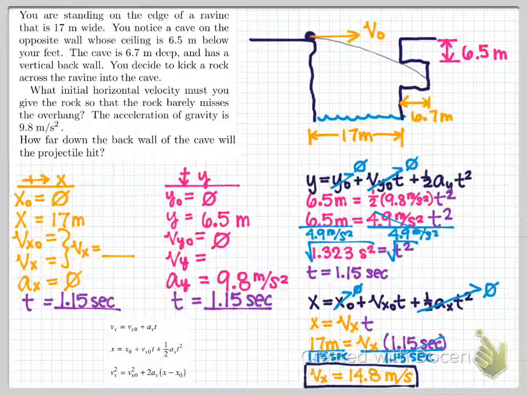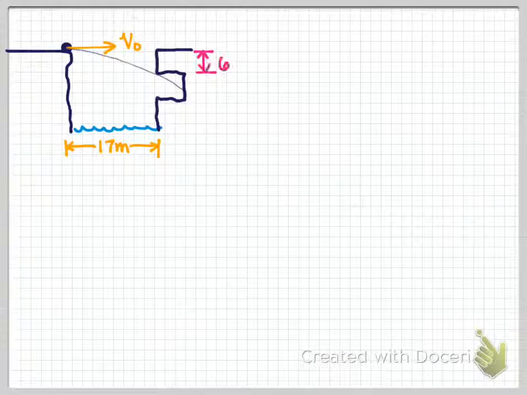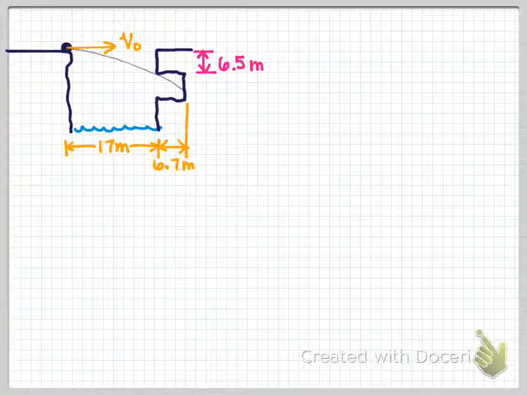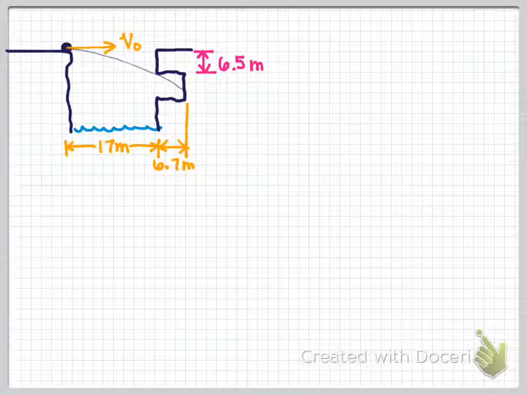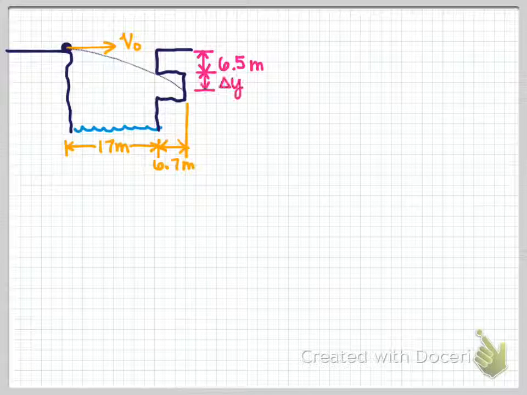So that's that part of the problem. The next part of the problem said, how far down the back of the wall will the projectile hit? So I can go ahead and redraw everything here, start from scratch and get some more space. I'm just going to drag the 6.7 down here. And what I'm looking for now is this distance right here, how far down it's going to strike.